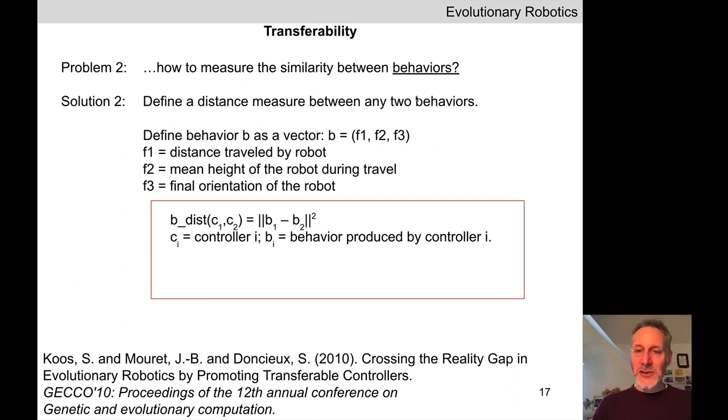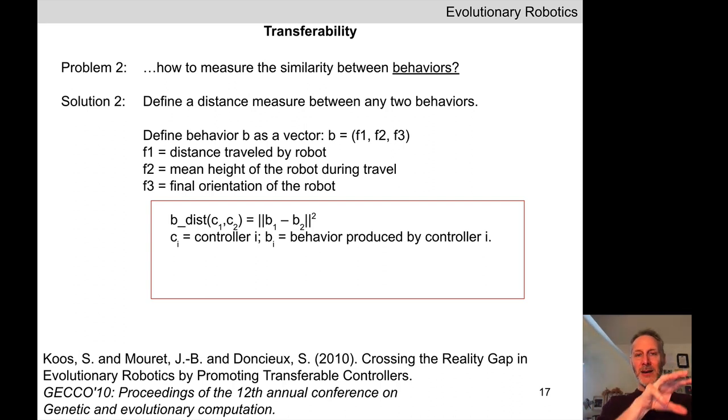Before we can define a distance measure for behaviors, we need to define the behaviors themselves. In this experiment, instead of measuring every single sensor value at every time step, they came up with something a little simpler. They boiled down the movement of the robot into three floating point numbers, F1, F2, and F3. F1 is the total distance traveled by the robot. F2 is the mean height, the average height of the robot during travel. And F3 was the final orientation of the robot.